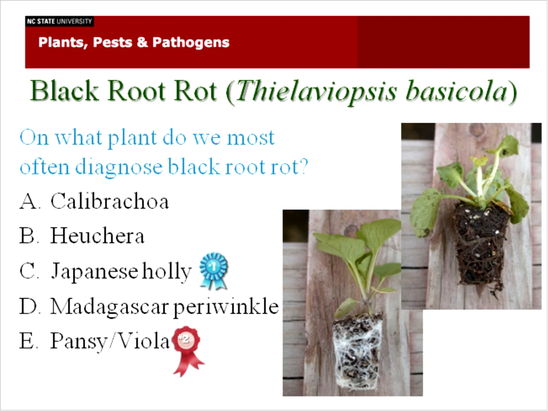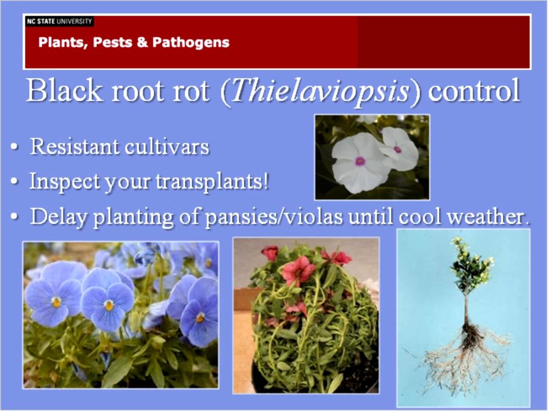And the number two is the pansies or violas, if you take that as a group. It's interesting that the number three most often diagnosed plant with black root rot is tobacco, but we don't usually worry about that with the Master Gardener program. All of these on the list, Calibrachoa, Heuchera, Madagascar periwinkle, and others are hosts, and it seems like every year we're discovering more hosts of this particular fungus.